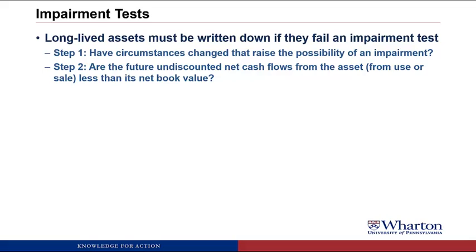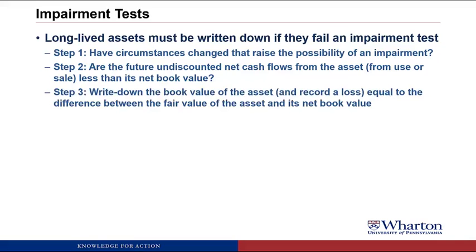So what you would do in this case is forecast out all the cash flows you'd get in the future from continuing to use the asset or from selling it. Just add up those future cash flows. If they're less than what it's on the books, we're going to have to write it down through an impairment. If it turns out to be greater, then we're done. We don't have to go further.